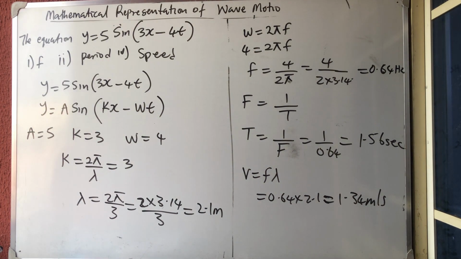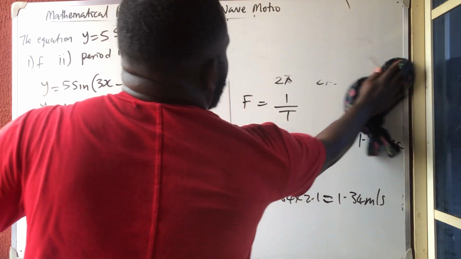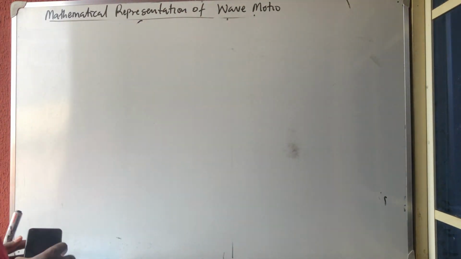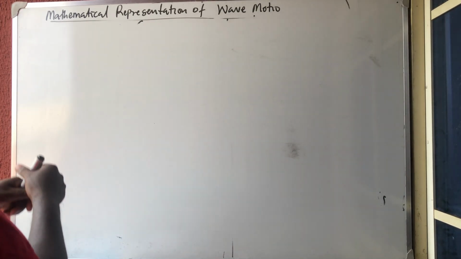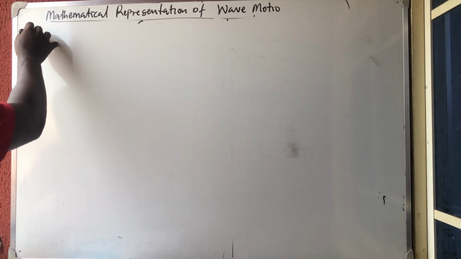So the next thing we'll look at is properties of wave. Now in properties of wave, the first one we have is reflection.